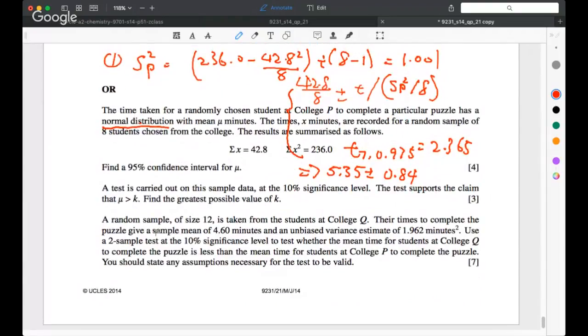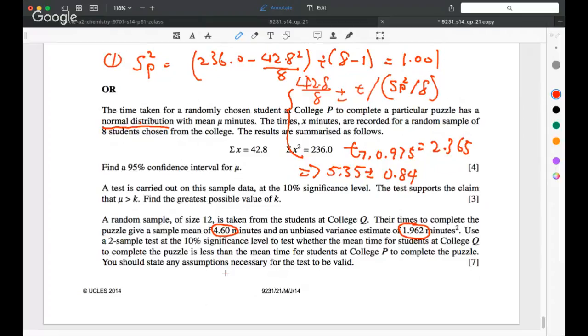For the last part, a random sample of size 12 is taken from the students at college Q. Their time to complete the puzzle gives a sample mean of 4.6 minutes and an unbiased variance estimate of 1.962 minutes squared. Use a two-sample test at the 10% significance level to test whether the mean time for students at college Q to complete the puzzle is less than the mean time for students at college P to complete the puzzle. State any assumptions necessary for the test to be valid.